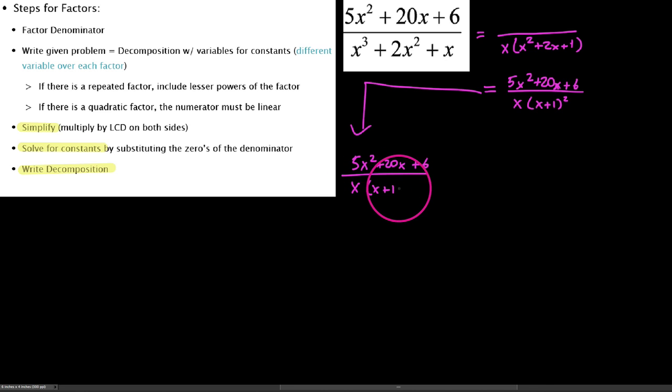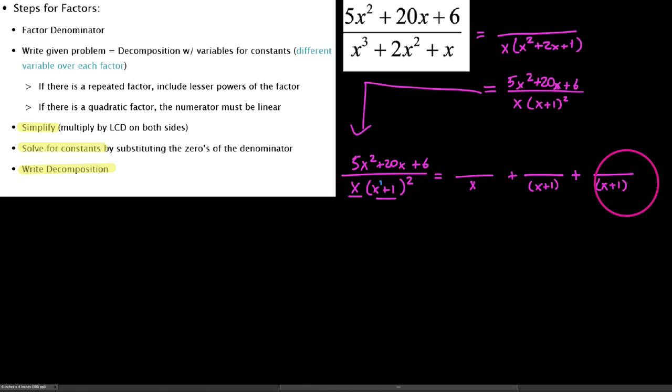x times a repeated linear factor here. We can see that this is a linear factor that happens twice. So we're going to start by rewriting our decomposition, splitting up our factors in the denominator. This one has an x here as our first factor. Our second factor is x plus 1 to the second, so we need to repeat that. We say x plus 1 to the first, and then this one has x plus 1 to the second.